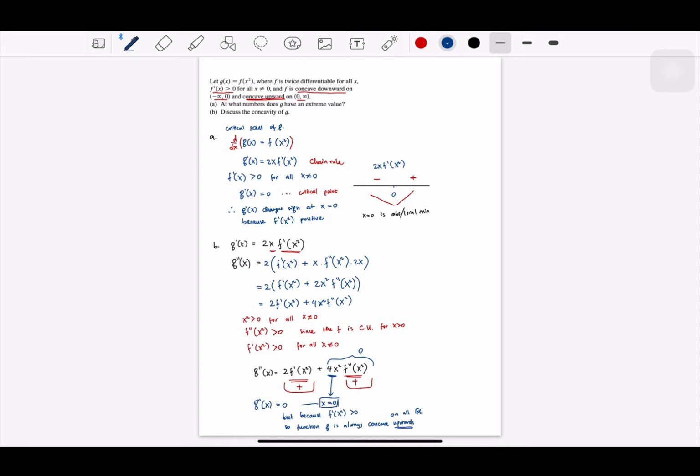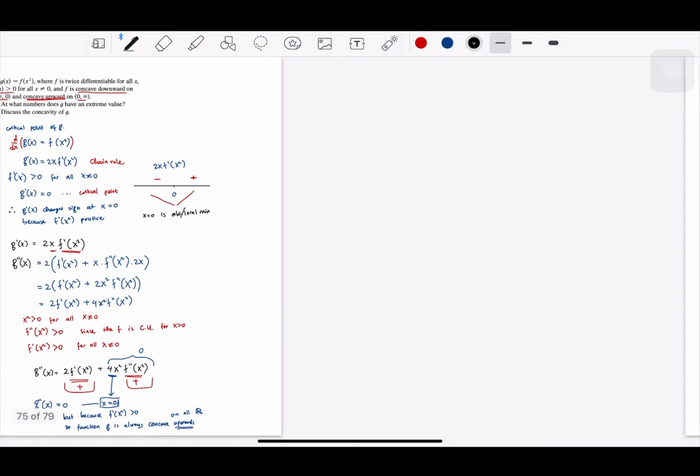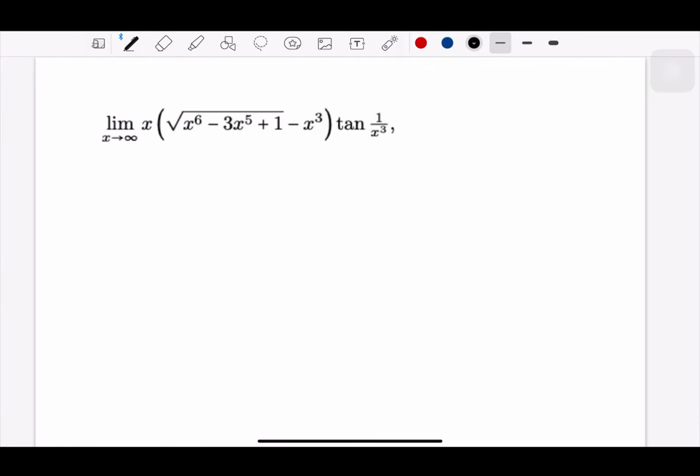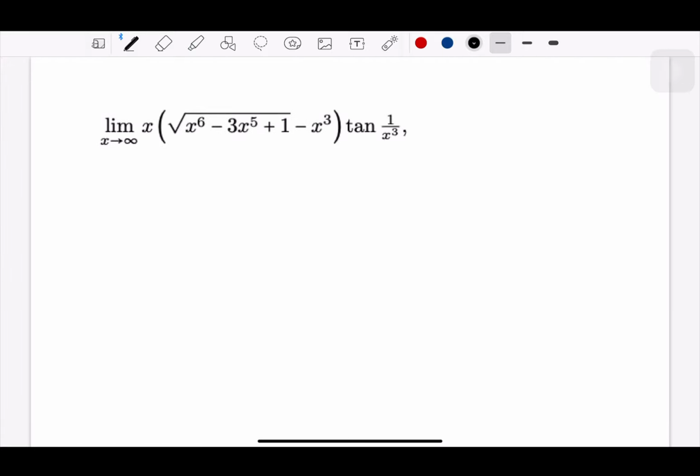Okay, now let's move on to another example. Okay, now it seems really complex limit, but let us see if I can solve it for you. Notice that we have tangent here, right? Tangent 1 over x cubed.